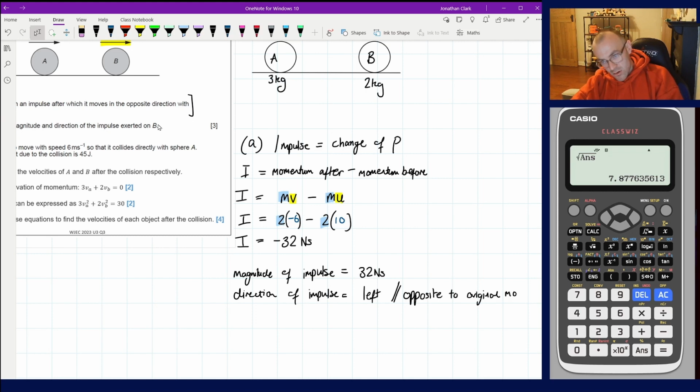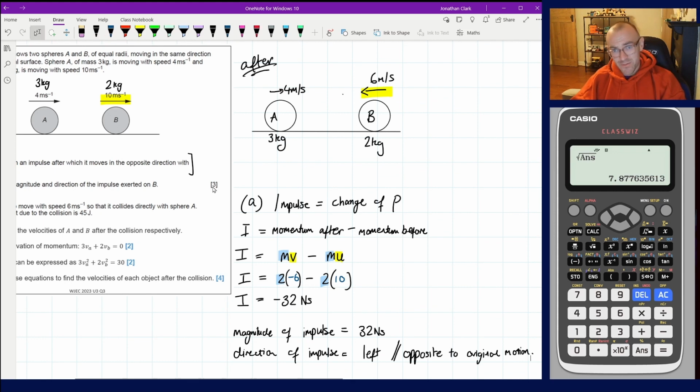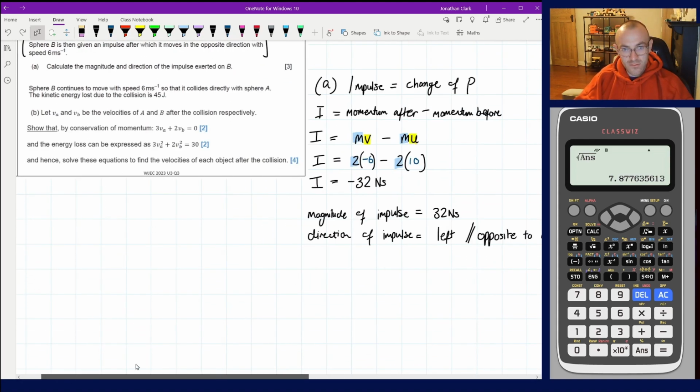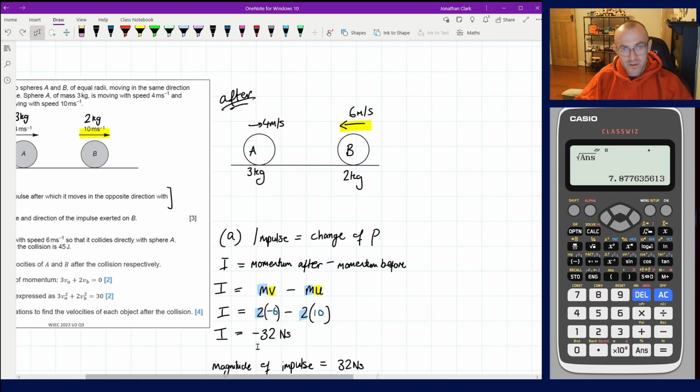Okay. The reason why we have to state this is there could have been 32 Newton seconds of impulse exerted on that object, and it might have been going much, much faster in the direction to the right. So we have to be careful. We have to state that. I think now this is our situation.